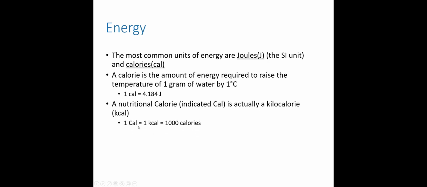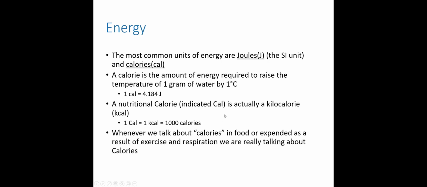So one nutritional calorie is a kilocalorie, which is 1,000 of the small c calories. So whenever we're looking at a nutritional label on an item of food and it says that that item has, say, 100 calories in it, that is technically 100 big C calories. That would be 100,000 little c calories.